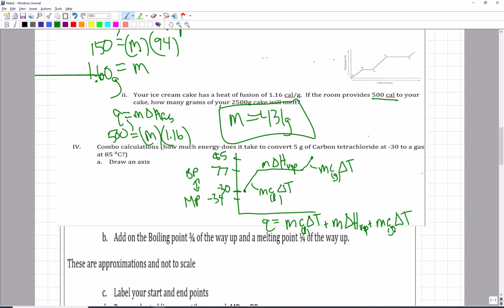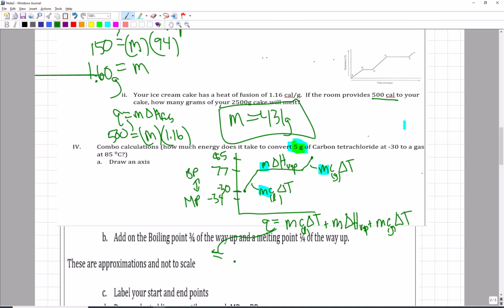So let's look at the question again. How much energy does it take to convert 5 grams of carbon tetrachloride? I want to point out that 5 grams of carbon tetrachloride is going to be the mass for all of it because the mass doesn't change, okay? At minus 30 would be a liquid, to a gas at 85. So that means I have to heat it up and then I have to boil it, and then I have to heat it up some more. So I'm going to go ahead and do these calculations right here.